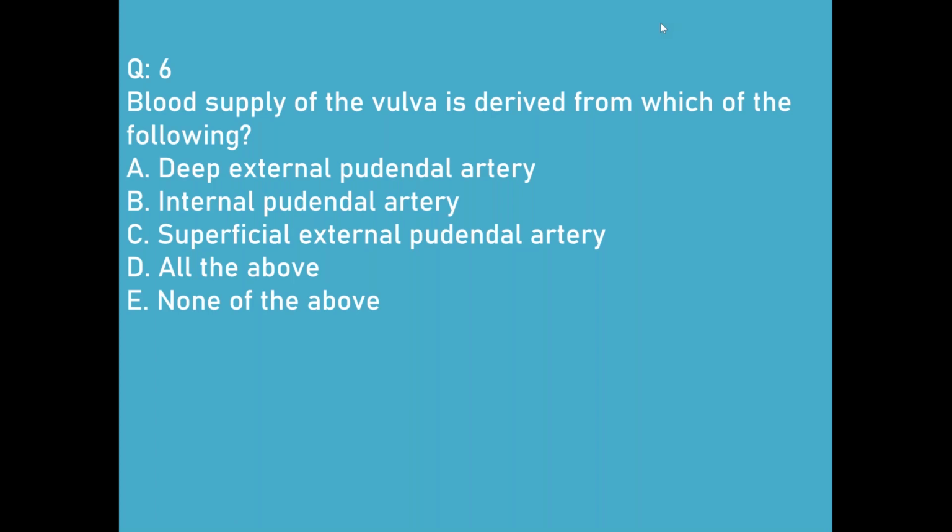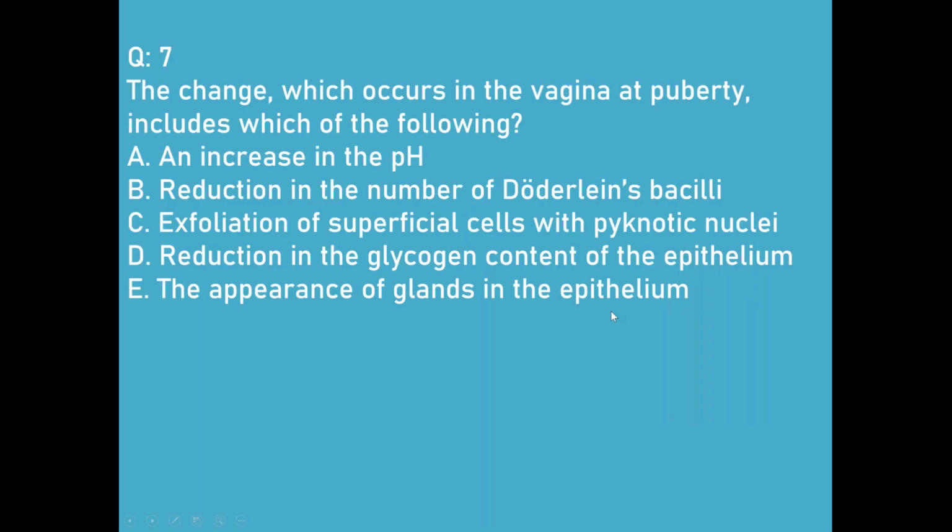Who will answer this question? The blood supply of the vulva is derived from which of the following? Deep external pudendal, internal pudendal, superficial external pudendal artery. D. All of the above. Yes, the answer is D. Thank you. Next question.